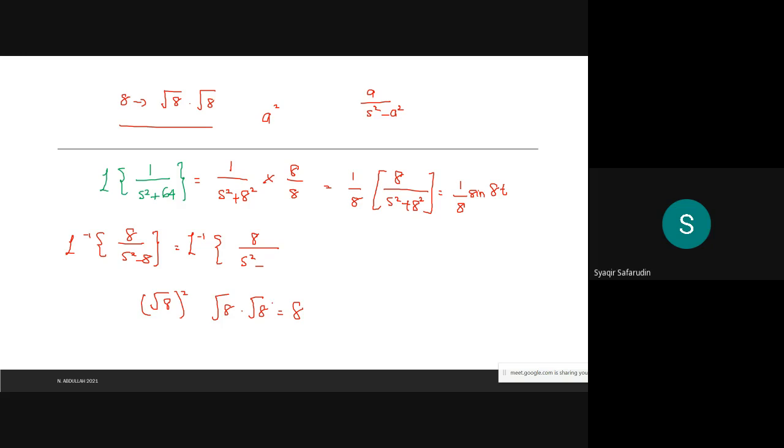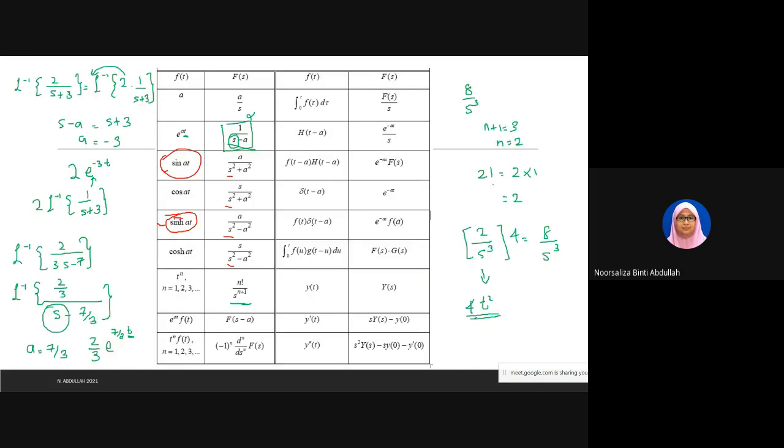Betul. So you replace this 8 with square root 8 kuasa 2. And this 8 here, you replace with this one. Because what? Because here you have a square root 8. This one must be square root 8 juga dekat atas. So that we can use this transformation.